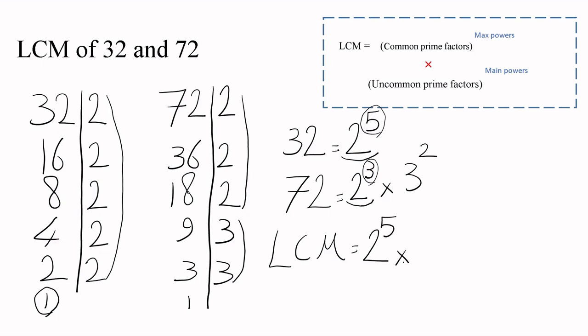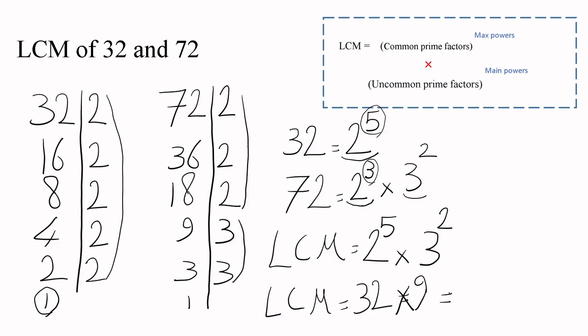And I must multiply by the uncommon prime factor. Do I have any uncommon prime factor? Yes, 3 here. So I must multiply by 3 with its main power. What is the power of 3? 2, of course. So LCM will be 2 to the power of 5, which is 32, times 9, which is equal to 288.